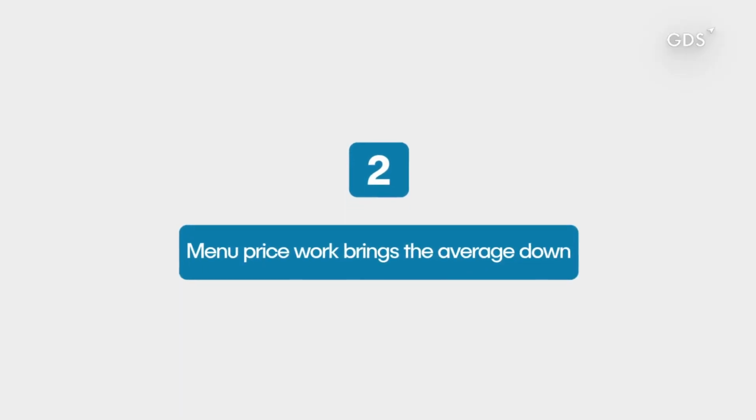Number two, menu price work brings the average down. Some jobs are priced competitively to win bookings. Think your servicing basics. Now, fixed prices are fine, but if time and scope aren't controlled, you'll end up recovering less per hour than you expect across the week.